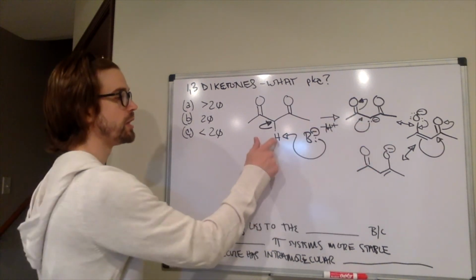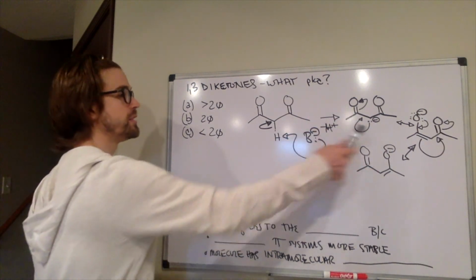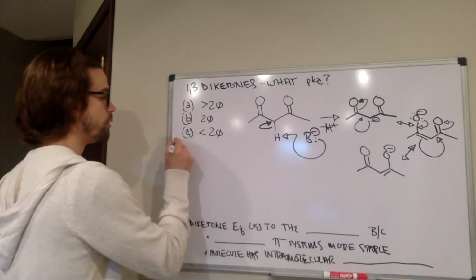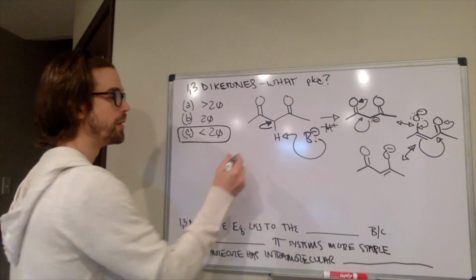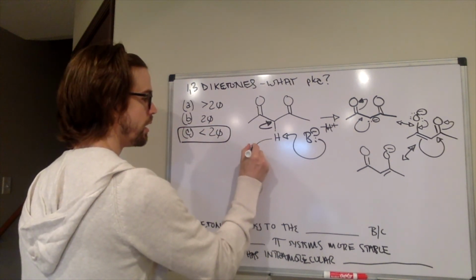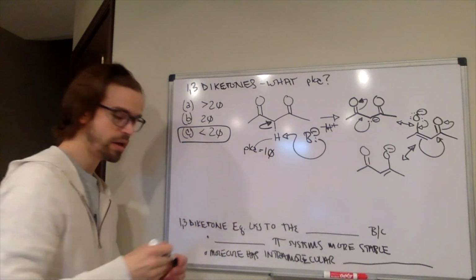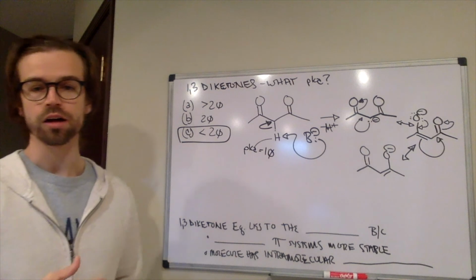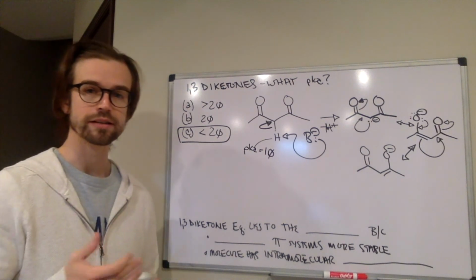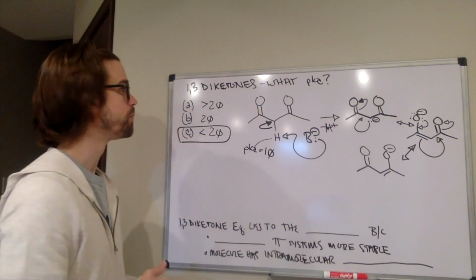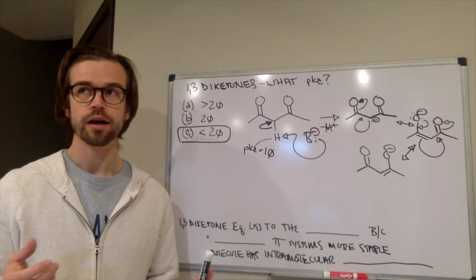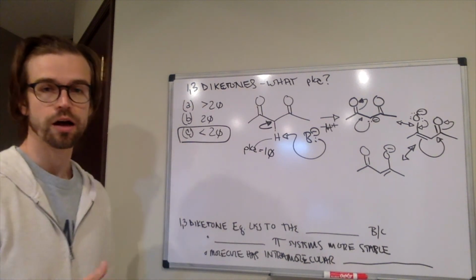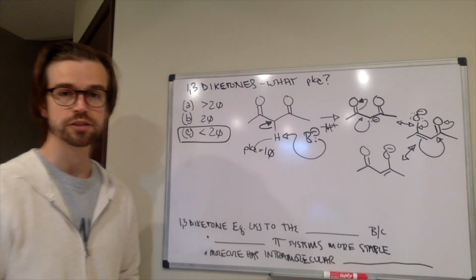So what does that mean for the pKa of that? That means that if this is more stable, that's going to be more acidic. So the answer here would be less than 20. And it turns out that the pKa of that proton is actually 10. So it drops an additional 10 units by having a second oxygen that the electrons can delocalize onto. So 1,3 diketones, pretty acidic proton in between the two carbonyls because of that extra delocalization.